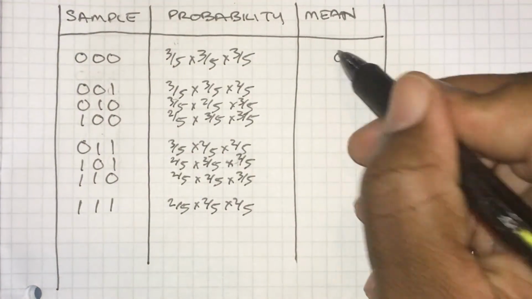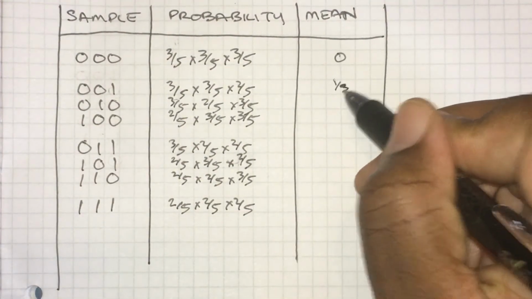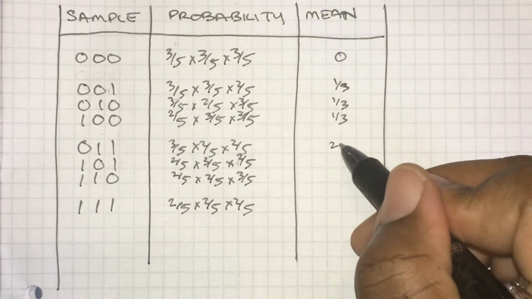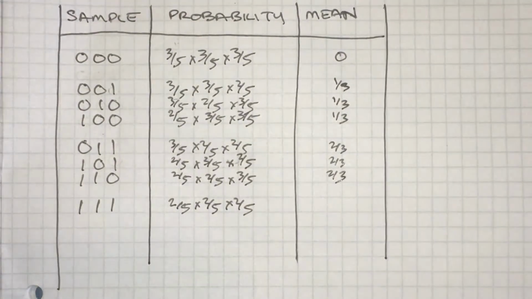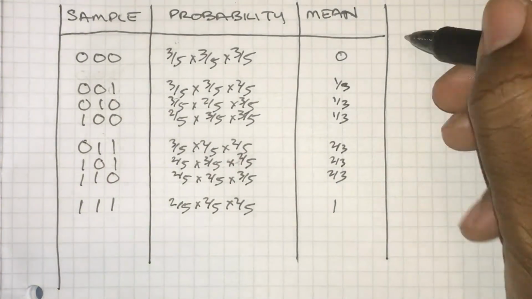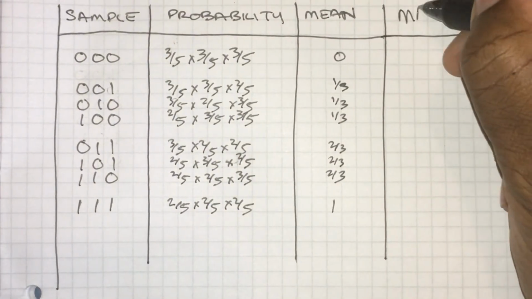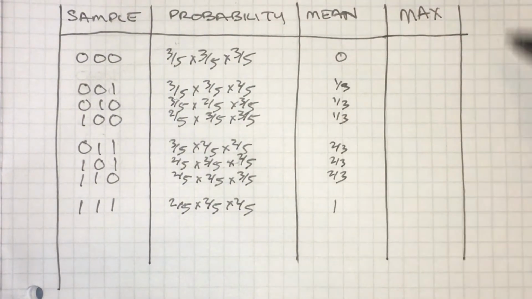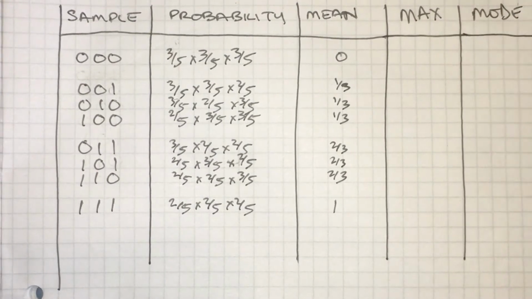Okay, what is the mean of each of these samples? So for the first row, we'll get 0. For the next batch, they would all have the same mean of 1/3, and then the same mean of 2/3, and then finally a mean of 1. So I actually have all of the possible mean values that I can generate, and I have the probabilities that match each of those specific outcomes.